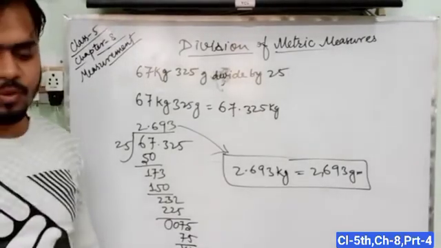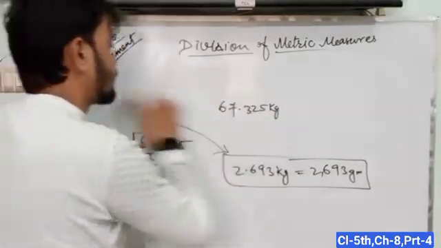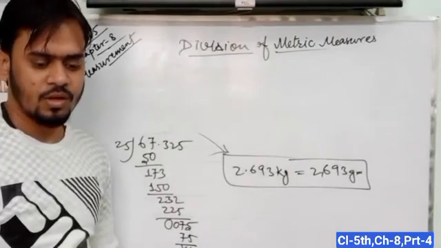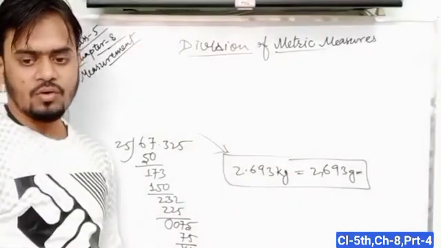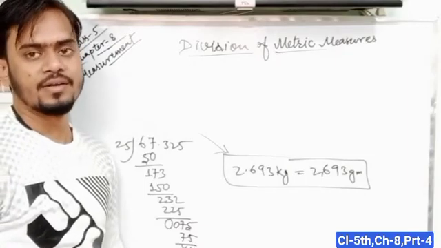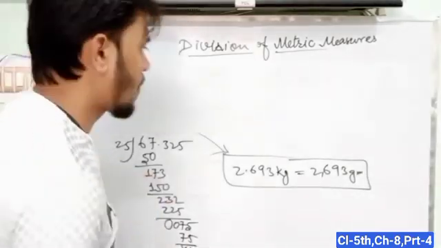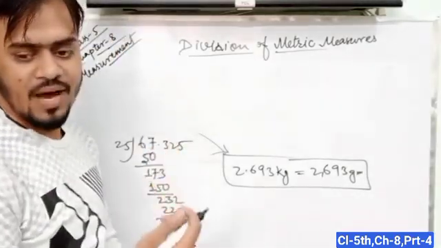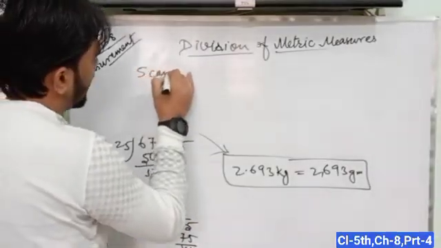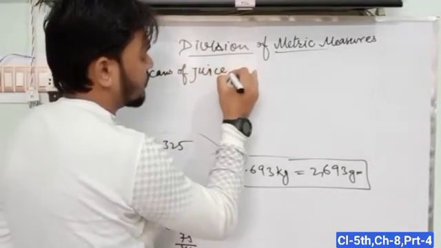Next question is a word problem related to metric measurement. The question is, Hariti bought 5 cans of juice of 200 ml and 4 cans of 1 liter. How many liters of juice did she buy? Here it is given 5 cans of juice of 200 ml.